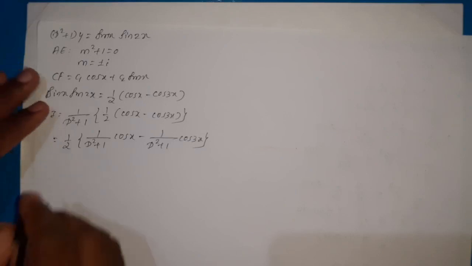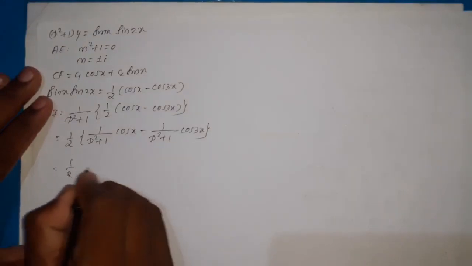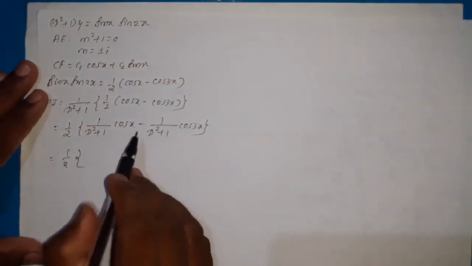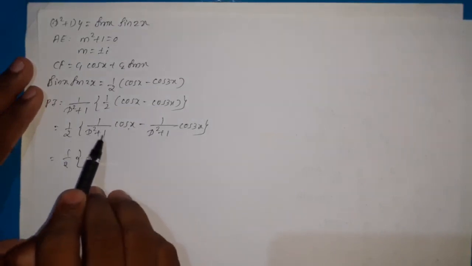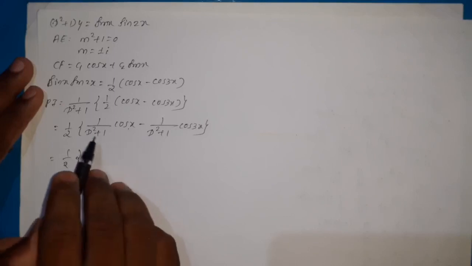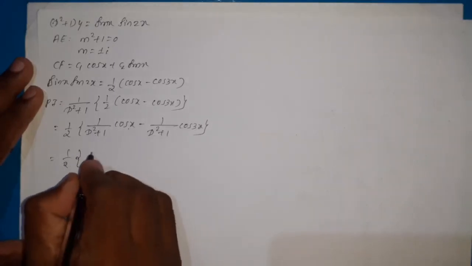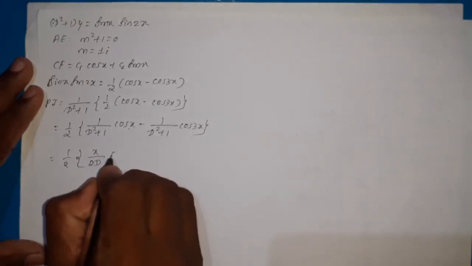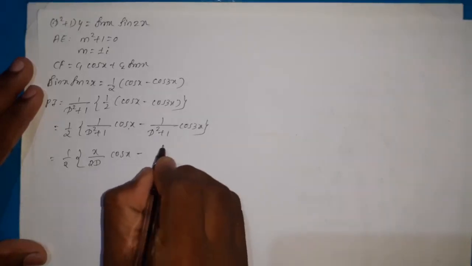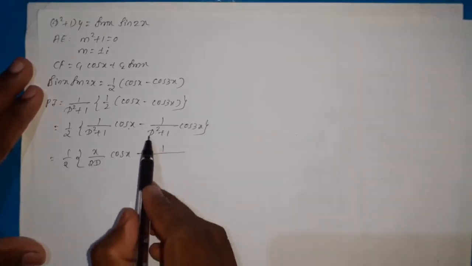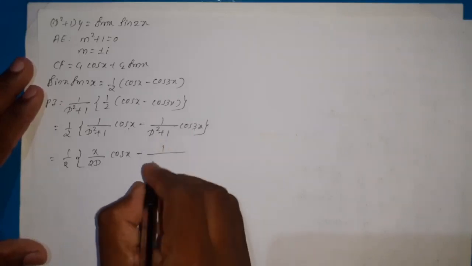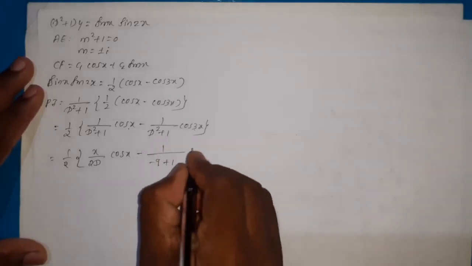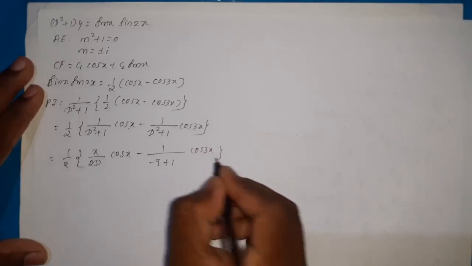Now it is 1 divided by 2 into, so here a is equal to 1, then D square equal to minus 1. So minus 1 plus 1 becomes 0. Therefore it is the case of failure. Hence it is x divided by 2D into cos x, minus 1 divided by, now here a is equal to 3, then D square is minus 9. So minus 9 plus 1, cos 3x.